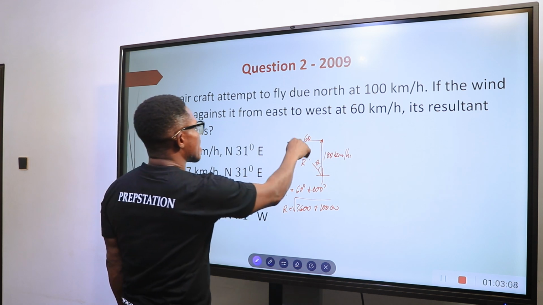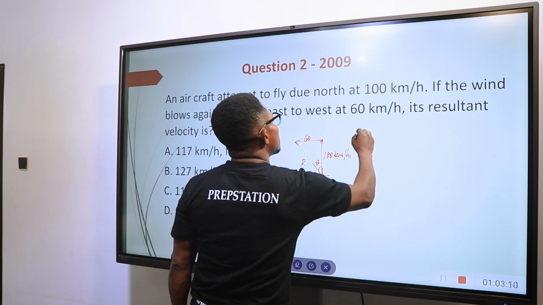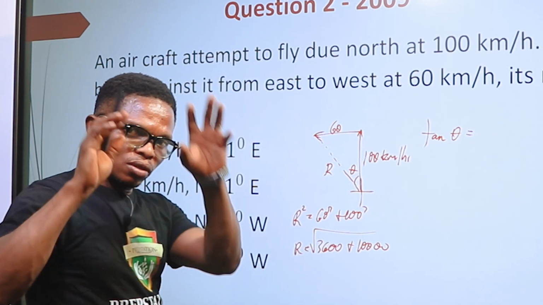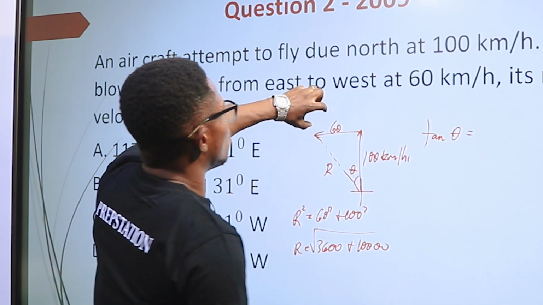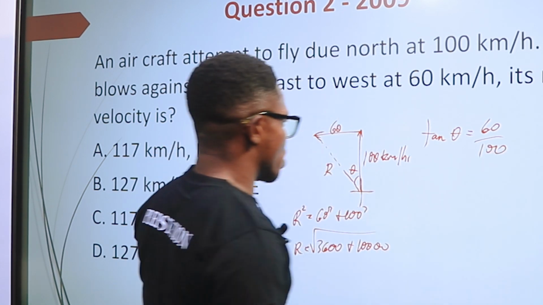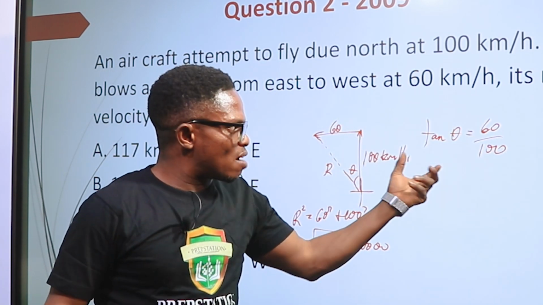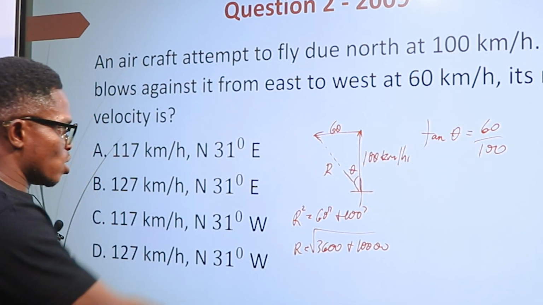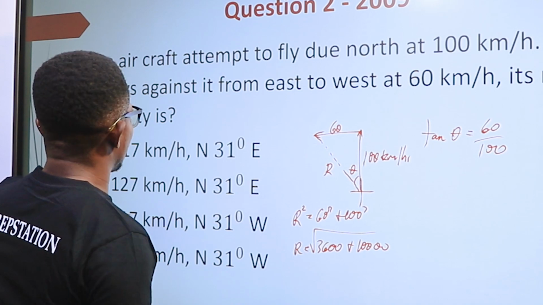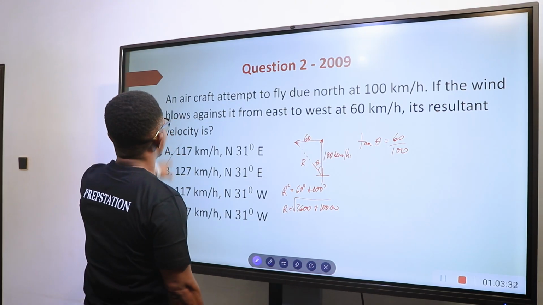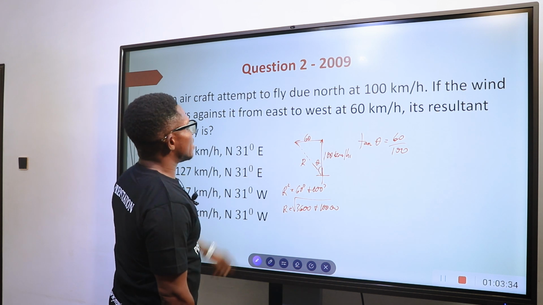And then how do you get the angle? You can get the angle by simply saying tan theta equals to what? Opposite over adjacent. So the opposite here is 60, the adjacent is 100. So if you find the inverse of tan theta, I'm not with a calculator, I would have done that now, you are going to get 31 degrees.